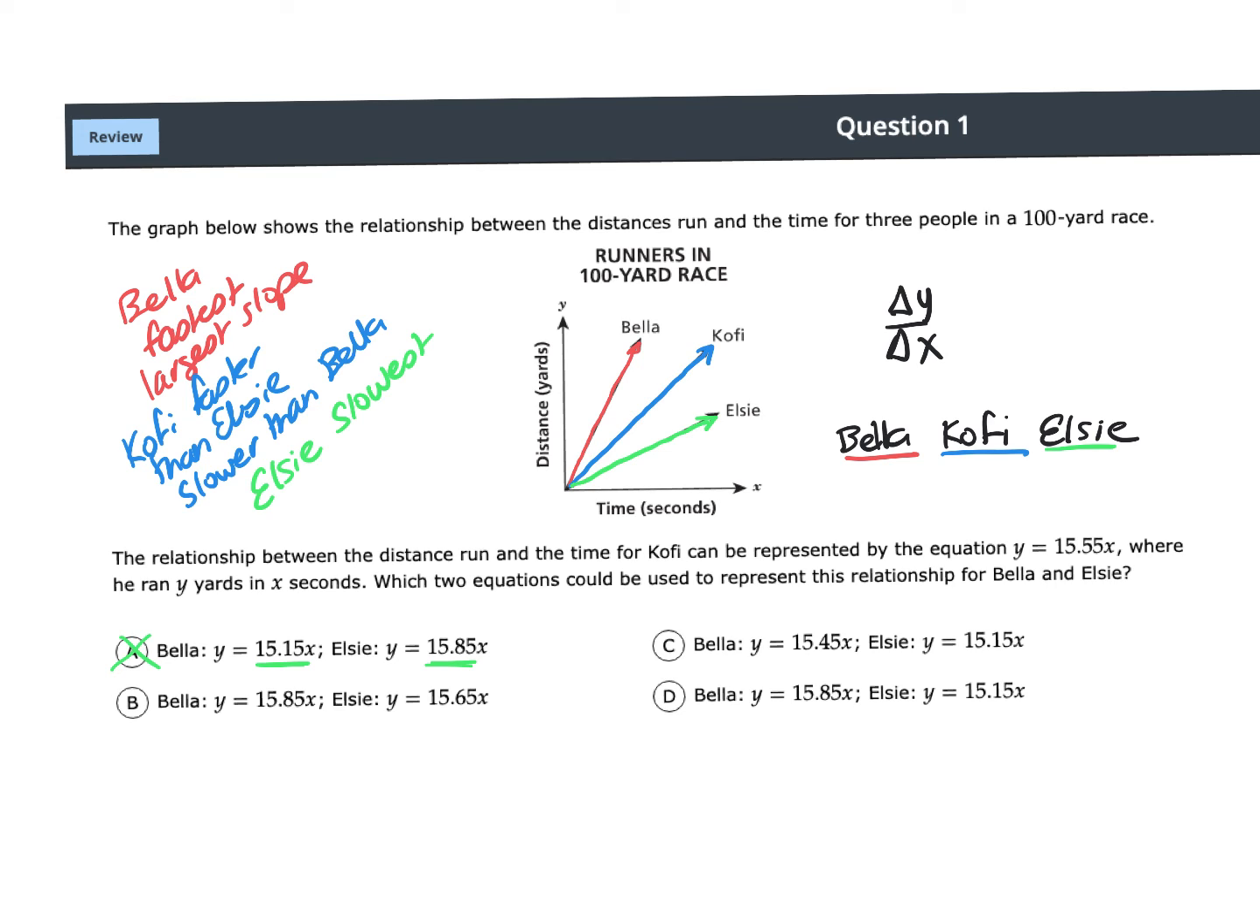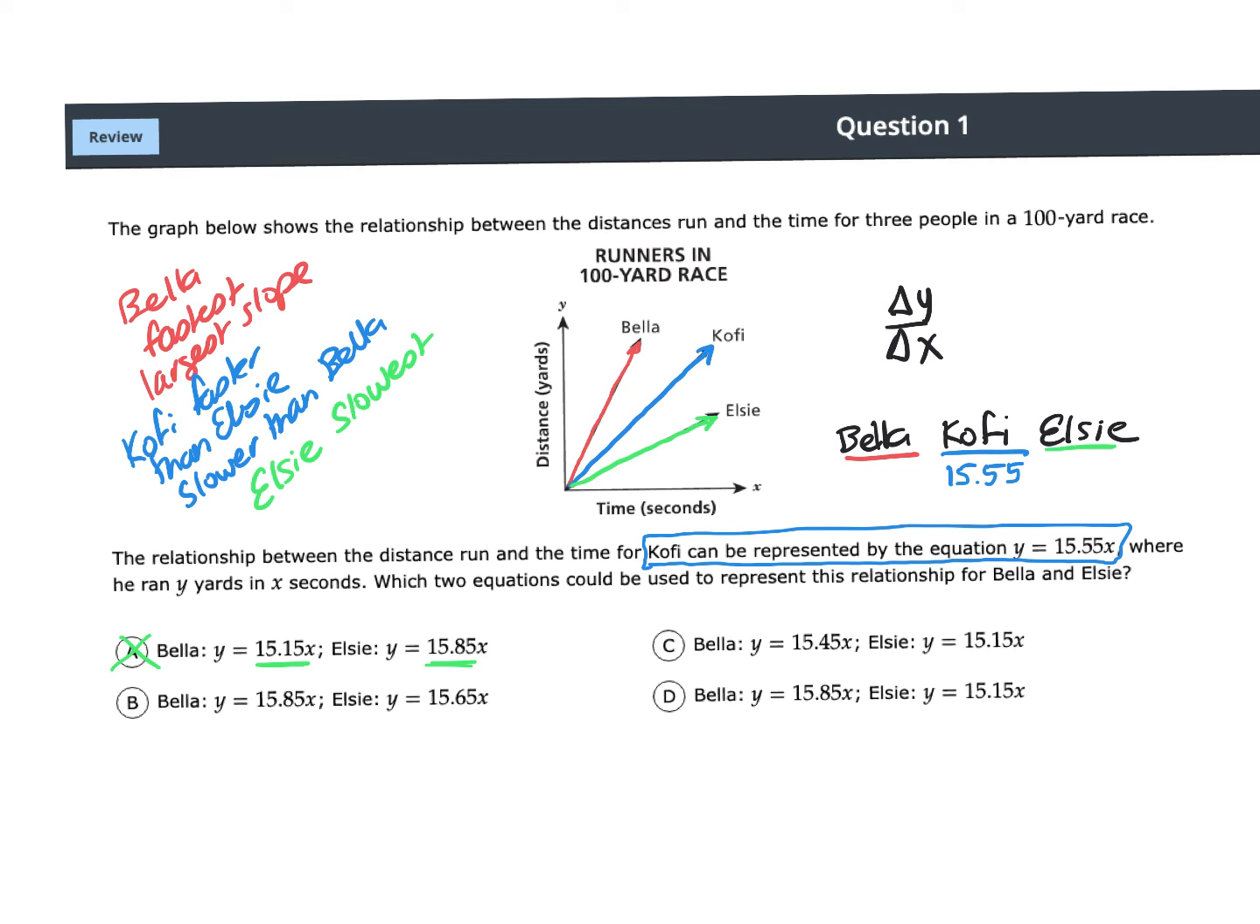Okay, so now I have to look a little bit more cautiously, because they are all relating Bella and Elsie, and we are all seeing that Bella is bigger than Elsie. So this is where you have to go back and close read. If I go up and close read, I'm just going to underline this for Kofi. Kofi is this one, 15.55. So if you don't close read, you might sit there and think, well, they have not given me enough information. So 15.55, we know that Bella has to be bigger than Kofi's slope, 15.55.